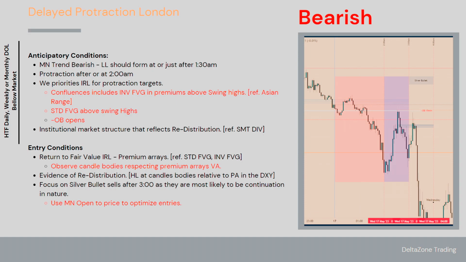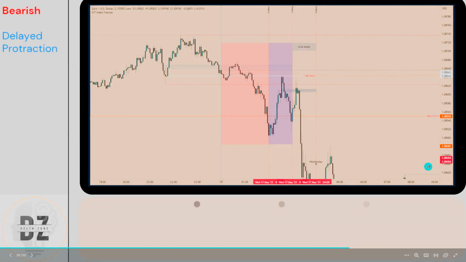Again, between 3 and 4 a.m. is when we're going to prioritize continuation trades, and if they form below the midnight open, we note these as being particularly important. So we'll move on to the examples.